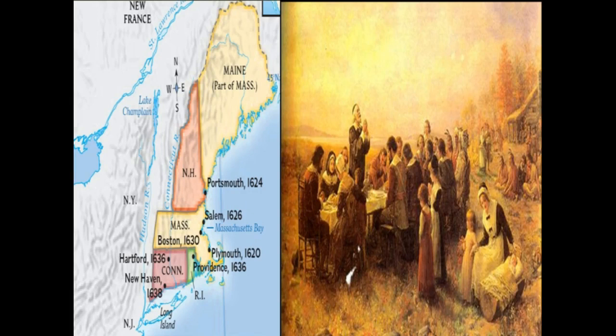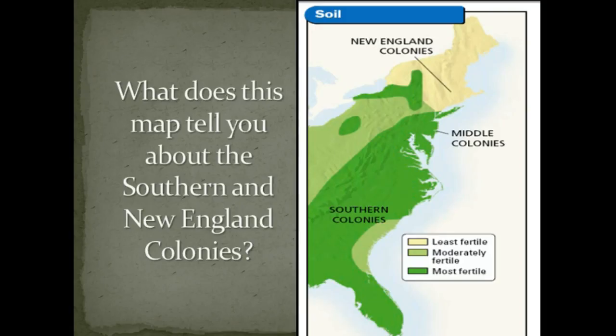As you see, Maine, New Hampshire, Massachusetts, Connecticut, and Rhode Island are the New England colonies. And on the right, you see an image of the reasons that they were established. You see the guy praying. It's obviously a symbol that these New England colonies were established for religious reasons. What does this map tell you about the southern and the New England colonies?